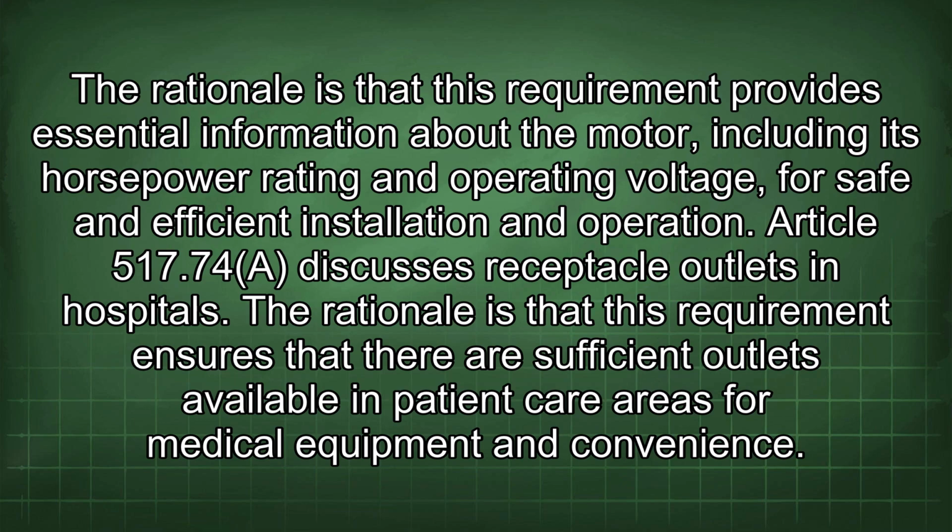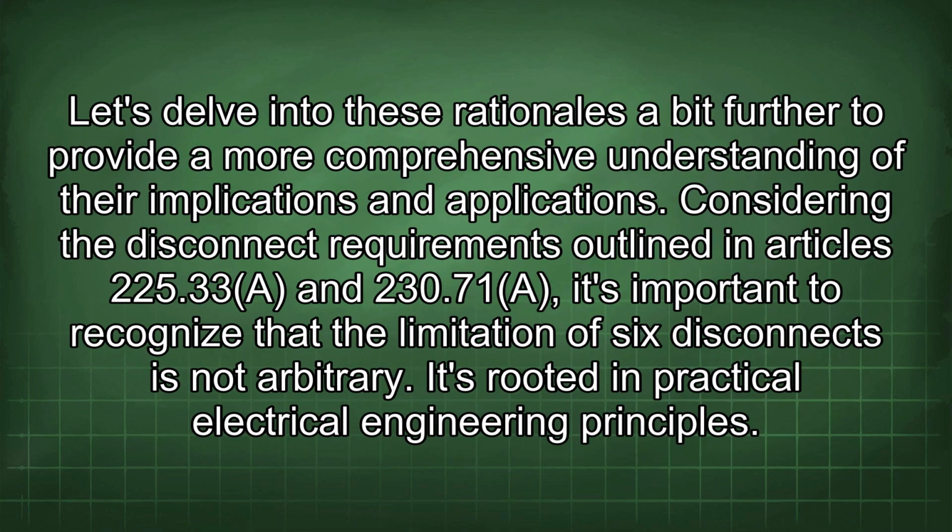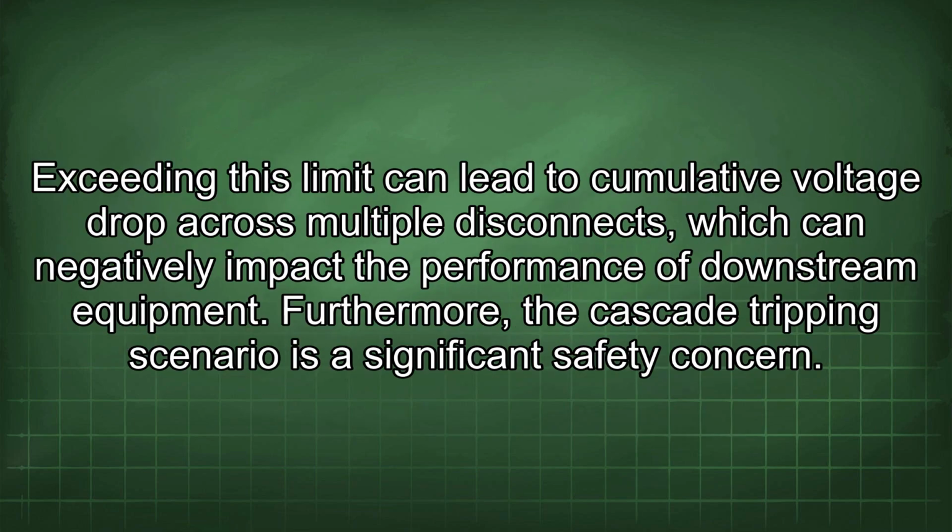Let's delve into these rationales a bit further to provide a more comprehensive understanding of their implications and applications. Considering the disconnect requirements outlined in Articles 225.33 and 230.71a, it's important to recognize that the limitation of 6 disconnects is not arbitrary. It's rooted in practical electrical engineering principles. Exceeding this limit can lead to cumulative voltage drop across multiple disconnects, which can negatively impact the performance of downstream equipment. Furthermore, the cascade tripping scenario is a significant safety concern.